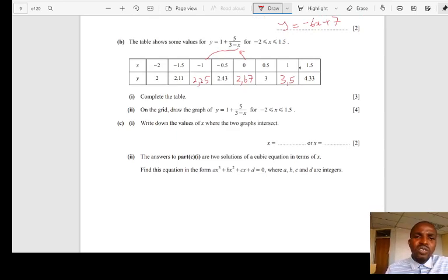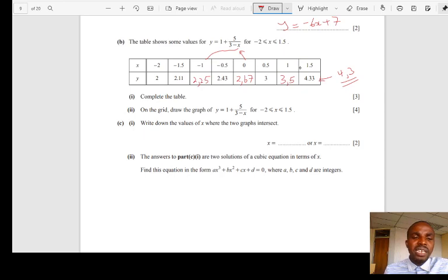Then on the grid, draw the graph. This graph you have to draw. You know how to plot the points now. This one will lead to time wasting, so please just plot these 2 points, right? And with decimals like this one, 4.33, you just plot 4.3. Take note of that, because 4.33 is actually difficult to plot on the graph. So you have to round off to 1 decimal place. Then you can plot your graph nicely.